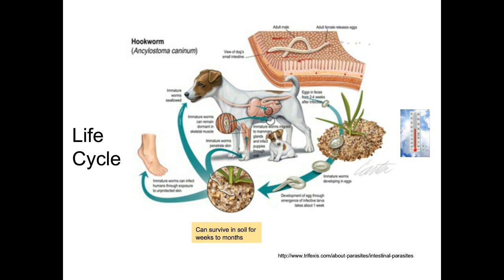All right. And once the larva or immature worms reach the intestines, they attach to the mucosa and then they suck the blood of the animal. And then the adult worms can live in the intestines for about 4 to 24 months, so up to 2 years in the small intestines. And throughout that time, they can shed the eggs intermittently.